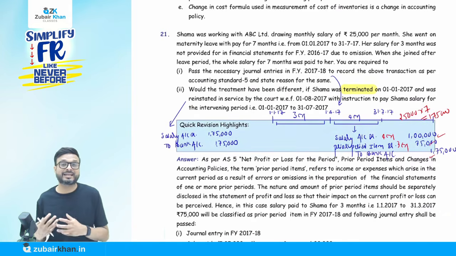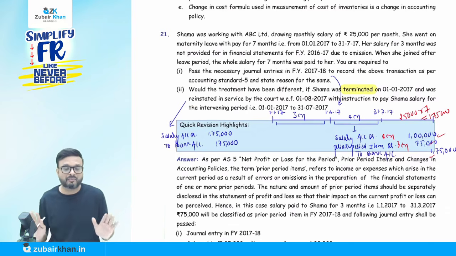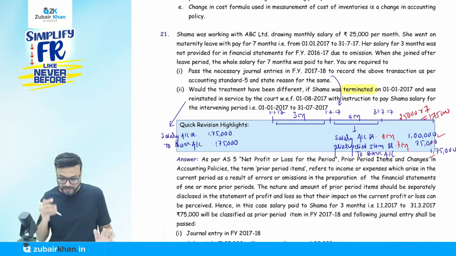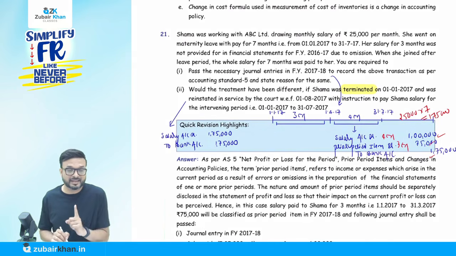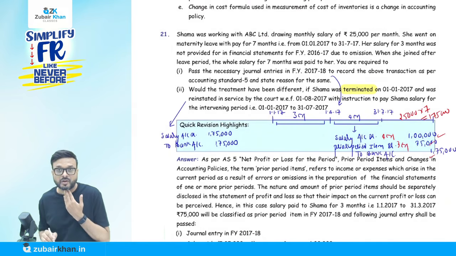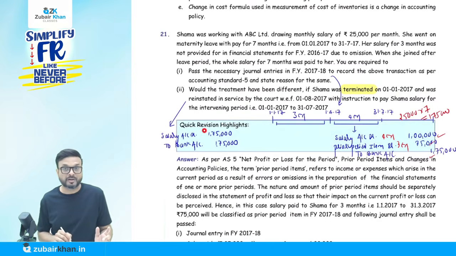When we say terminated, we did not make any mistake in the past. We didn't pass the entry for these 3 months, and there is nothing wrong in that, because she was terminated and was not on payroll then. So in the second case, it is not a prior period item. When she was reinstated on 1st of August, we pay for 7 months. So that is salary account debit to bank account. It is not a prior period item because she was terminated. So simple.